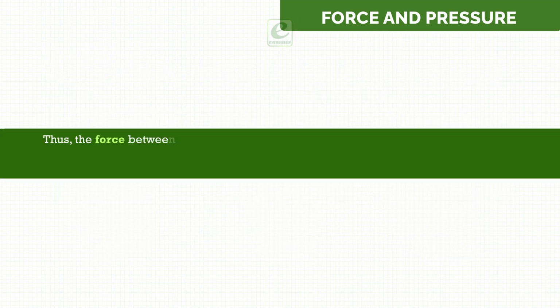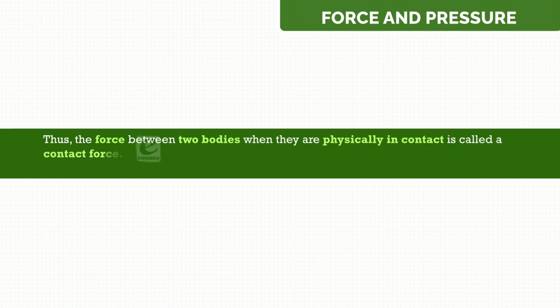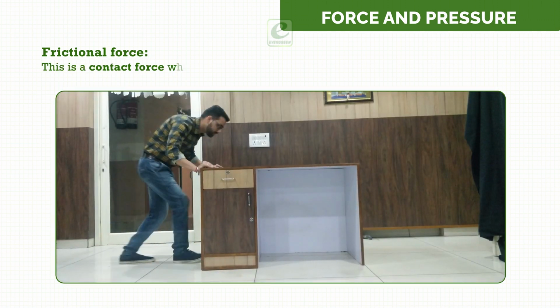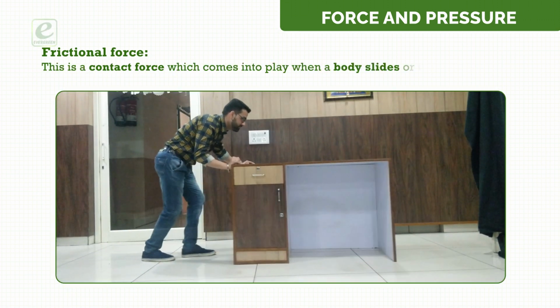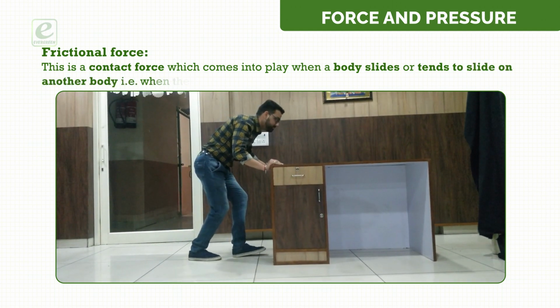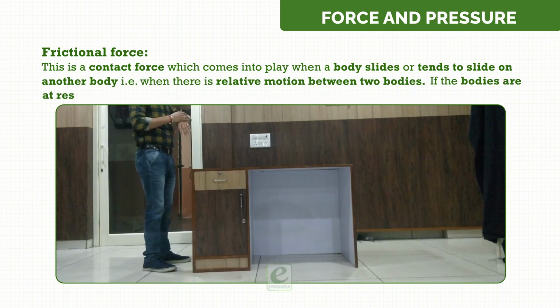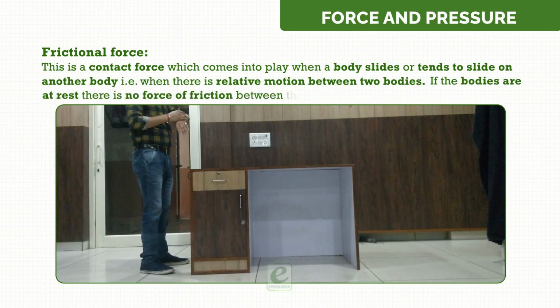Thus, the force between two bodies when they are physically in contact is called a contact force. Examples of such a force are frictional force and force acting between two bodies when they collide. Some of the contact forces are frictional force. This is a contact force which comes into play when a body slides or tends to slide on another body, only when there is relative motion between two bodies. If the bodies are at rest, there is no force of friction between them.